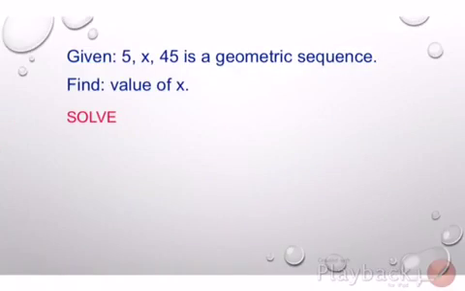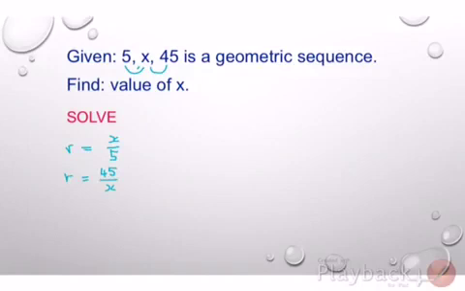Next question, getting a little bit harder as these questions go along. 5, x and 45 is a geometric sequence, so find the value of x. Again, if it's a geometric sequence, these have to have a common ratio. So what I can do is write down that the ratio is equal to the second term divided by the first term, or the third term divided by the second term. It's always the term divided by its previous term, so I can say that it's x over 5. I could also use the second and third terms by saying 45 divided by x.